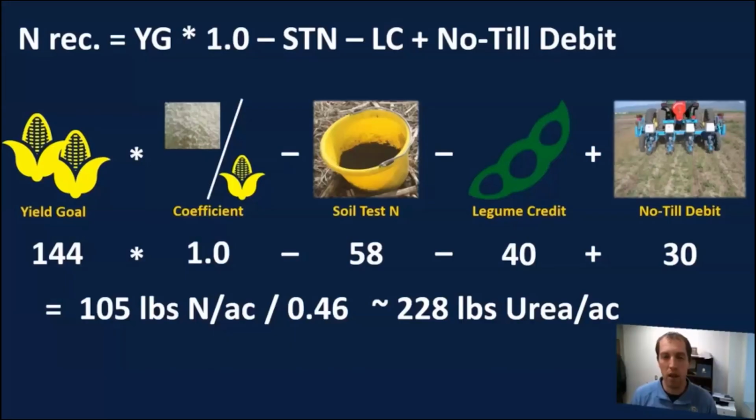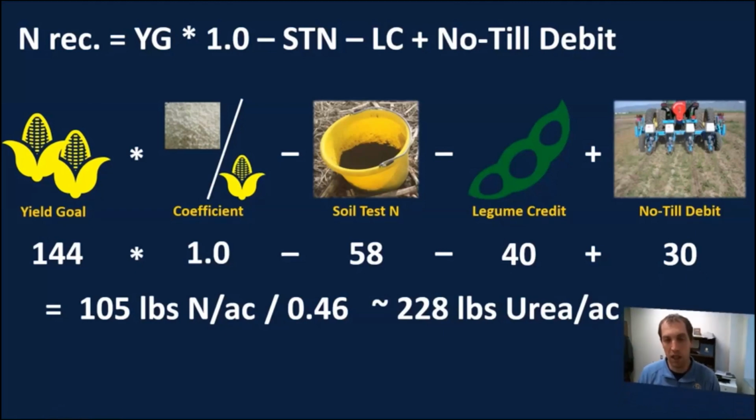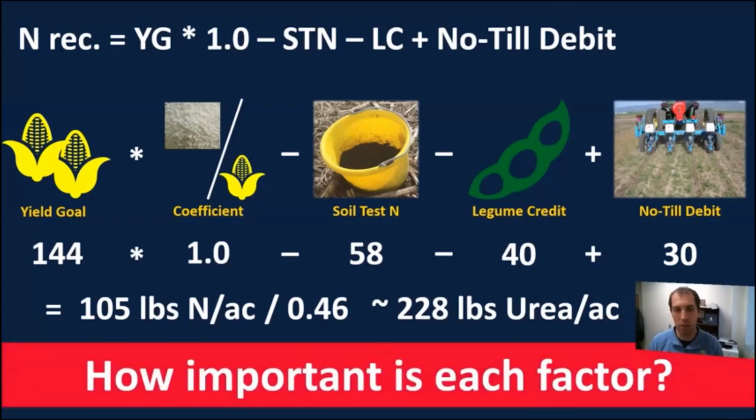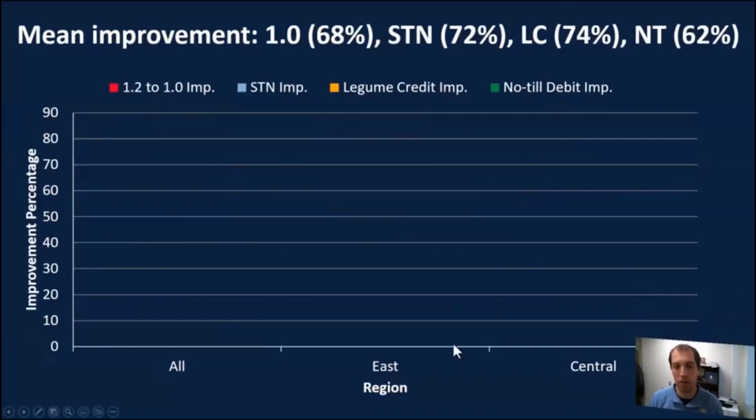So the question is, we have all these different factors. We have our yield goal factor, our coefficient, our multiplier, our soil test N, our legume credit, our no-till debit. All of these different things are in this. So how much does each of these help us improve our overall equation? That's this next part we're going to look into, and that's what this question becomes. So here we're going to look at improvement. Right now on our y-axis, we're going to look at the percentage of the time having that factor in there helps us improve our equation.